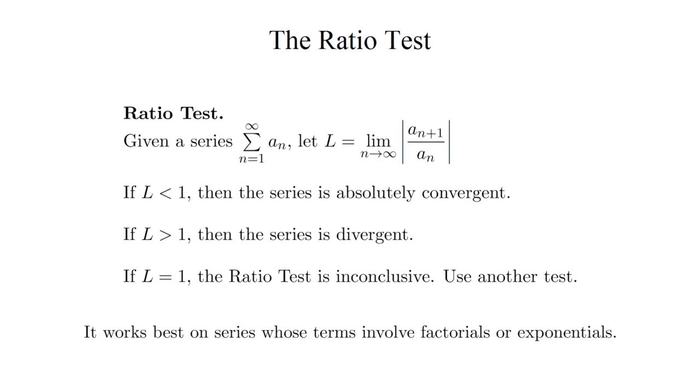The limit represents what the ratio of a sub n plus 1 over a sub n approximately equals for large values of n. If that ratio is less than 1, then it's essentially saying that, for large values of n, the series resembles a geometric series whose r value is less than 1, and hence convergent. But if that ratio is greater than 1, then for large values of n, the series resembles a geometric series whose r value is greater than 1, and hence divergent.